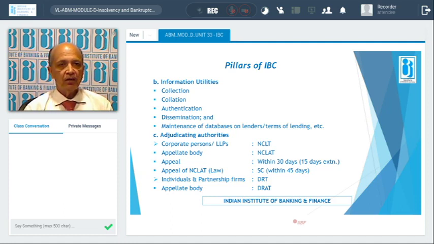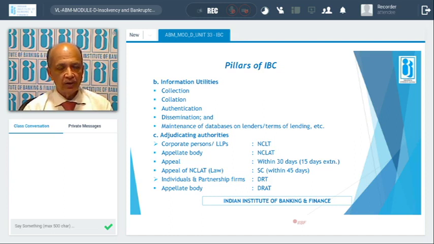Here there are two adjudicating authorities. The first is the NCLT, National Company Law Tribunal, and this tribunal has an appellate authority also, the National Company Law Appellate Tribunal, NCLAT. In the case of corporates and LLPs, the matter should be referred for resolution or liquidation to the NCLT.